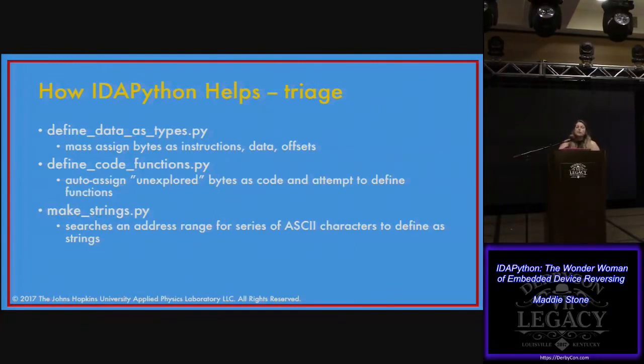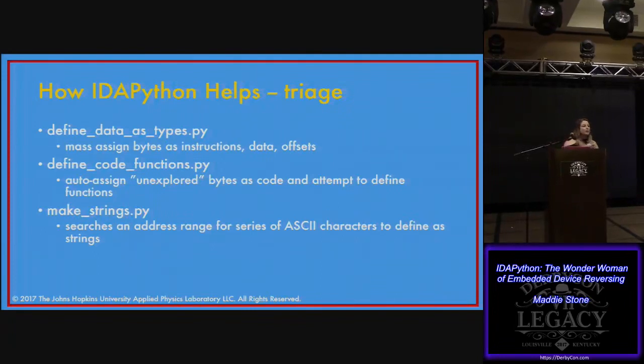The next one is define code and functions. One of the things I use first is to say, hey, I know this area within my image is ROM. Let's see what happens if I try to define it all as functions and code. This one uses processor-specific regular expressions, saying this is the prologue I'm looking for, this is the epilogue I'm looking for, to be a little bit smarter, so that you don't just get everything forced as such. And the last one is make strings.